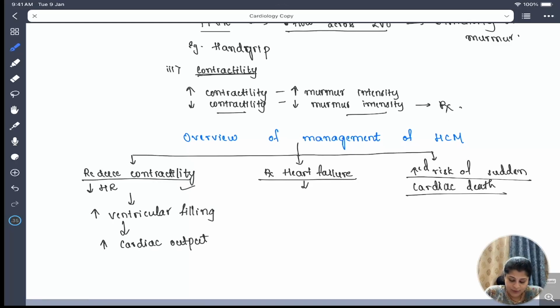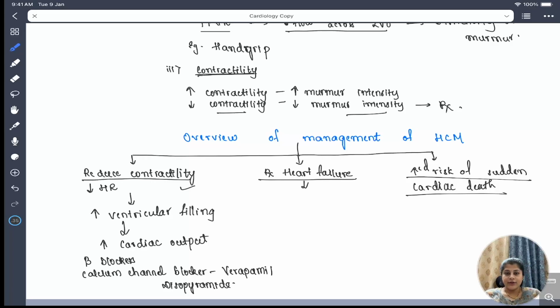What all can be used? You can use beta blockers. You can use calcium channel blockers, which is verapamil. Now, despite using beta blockers and calcium channel blockers, if the patient is still symptomatic, then you can use disopyramide.